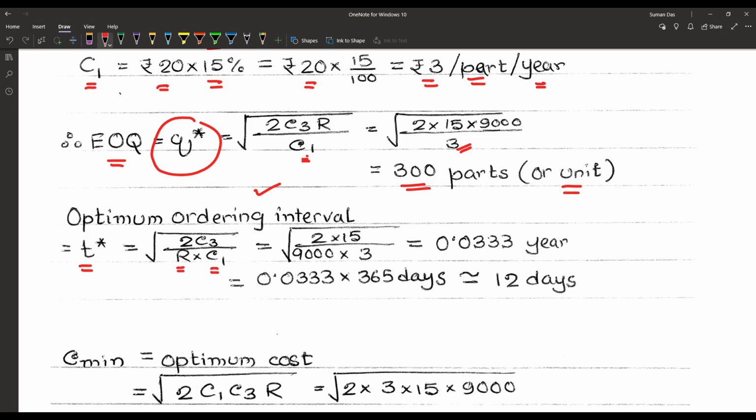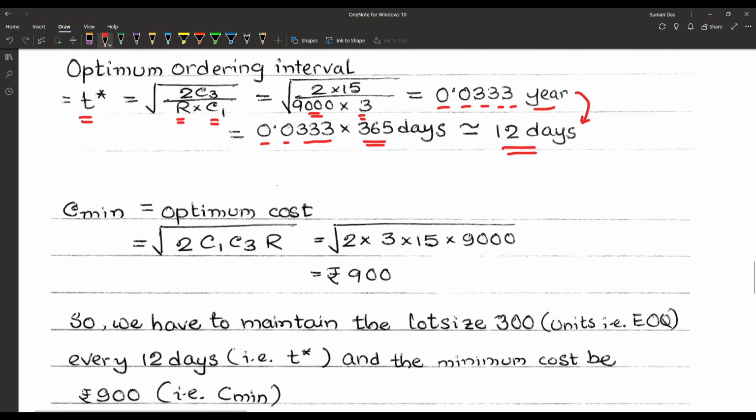We can find that formula also from model 1A. You may check my video on my channel for model 1A. Square root of 2 into 15 upon 9,000 into 3 is equal to 0.0333 year. Now we are transforming it into days. 1 year means 365 days. So 0.0333 into 365 days is nearly equal to 12 days.